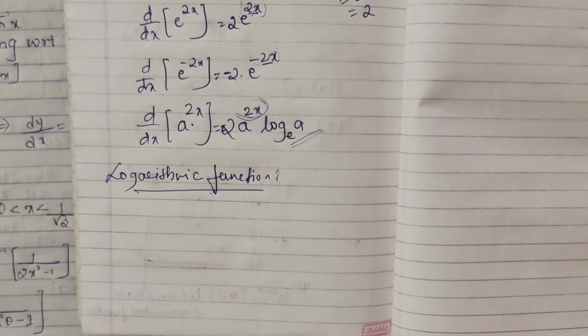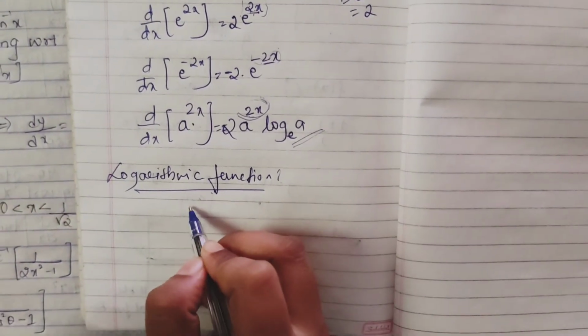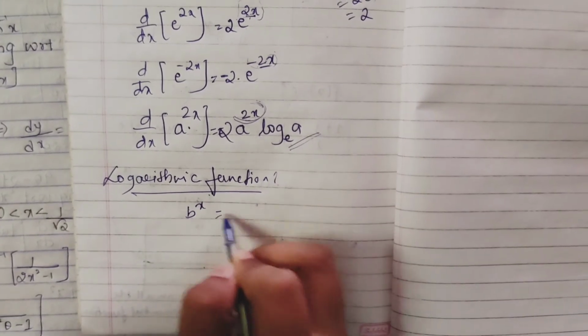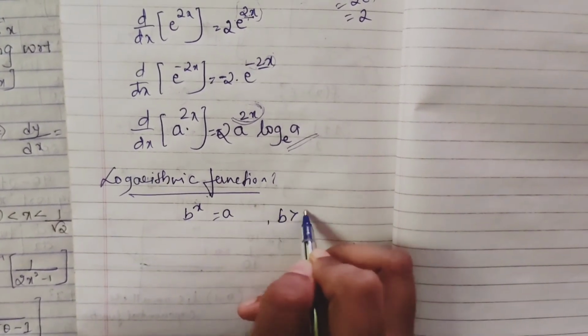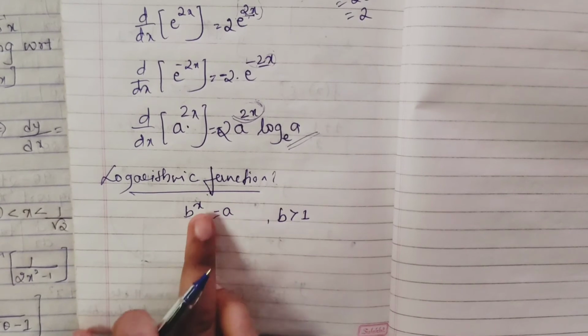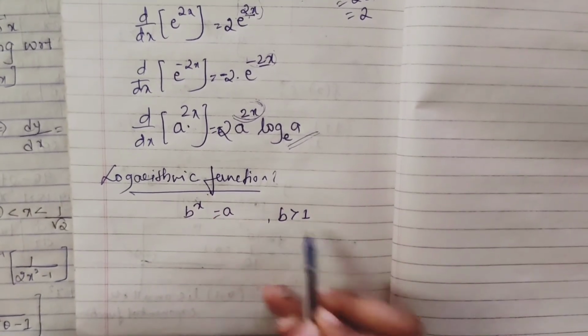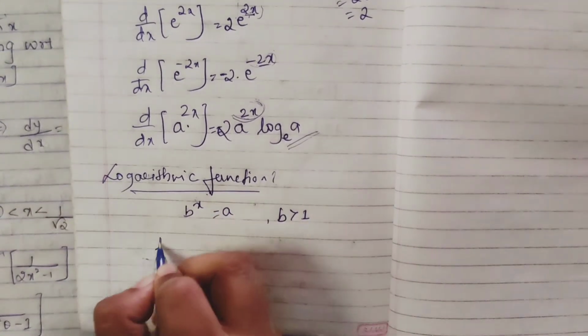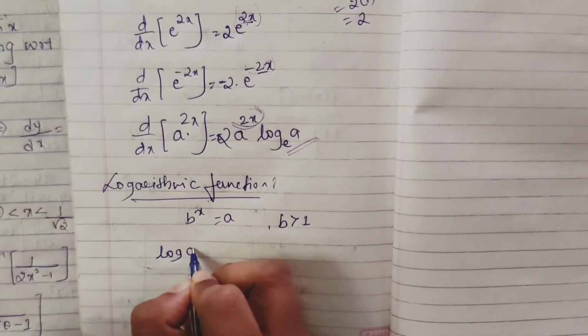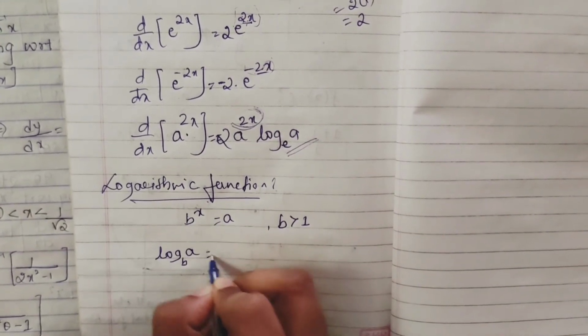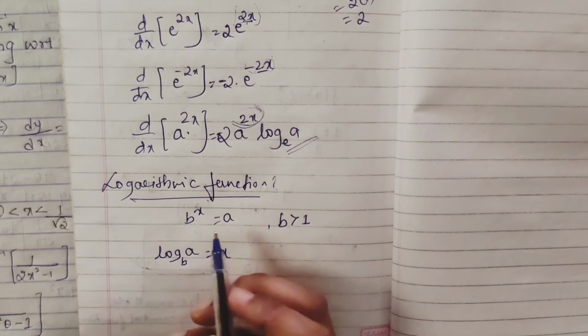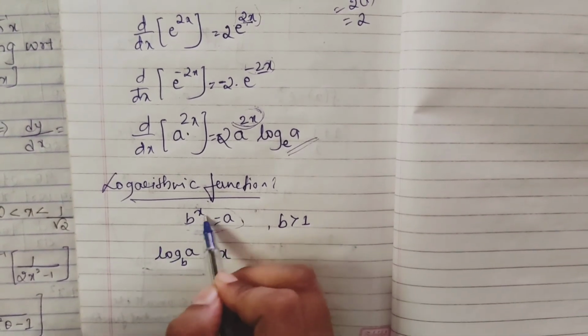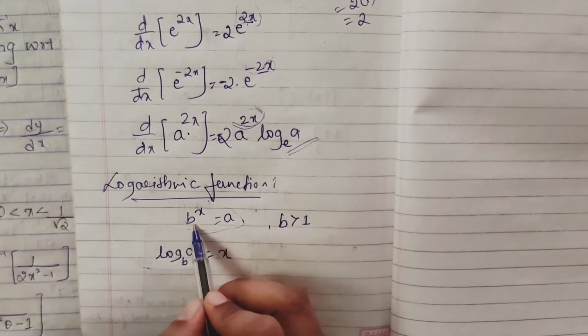Okay. Now next is our logarithmic function. What is our logarithmic function? Now we have b to the power x is equal to a, where your b should be greater than 1, as in your exponential. Now for logarithmic, how do we do it? Log a to the base b is equal to x. If you want to find the x value, how does it become?